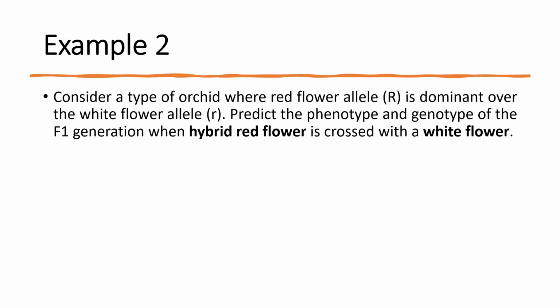So the first thing you need to do is to figure out who the parents are. Okay, parents. Hybrid red. What's hybrid red? Big R, small r. Hybrid means different. Pure means the same. Cross with a white flower. Small r, right? Remember, white is recessive. That's why I don't have to tell you whether it's pure or hybrid.